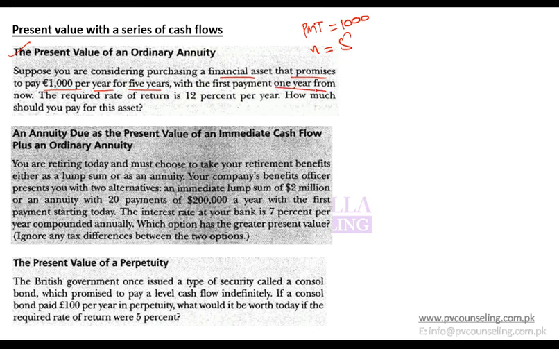With the first payment 1 year from now. So that means it is an ordinary annuity. Required return is 12% per year. How much should you pay for this asset? So when will you pay it? You will pay it today. So that means the payment should be the same as the present value of this annuity. So you have to find out the present value of the annuity.